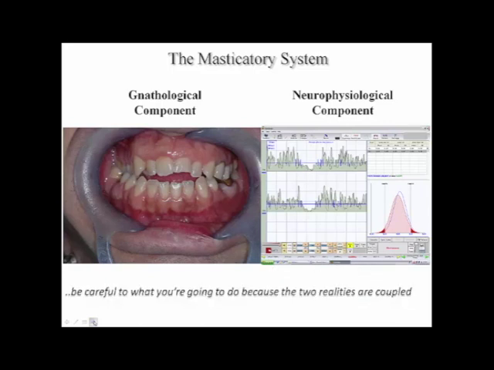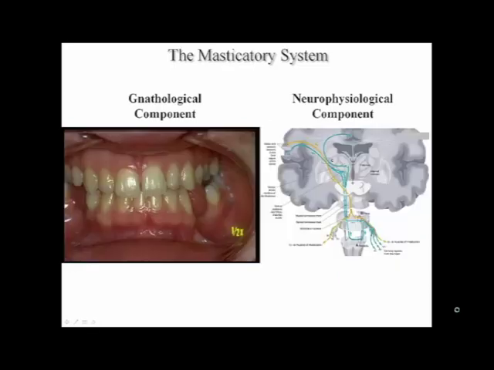So the brain keeps saying, be careful what you're going to do, because the two realities are coupled. I know you understand the message that I'm trying to get across. In the same way, it isn't possible to say that we have reached a target in a patient undergoing orthognathic surgery if we don't turn the coin and look at the other side.